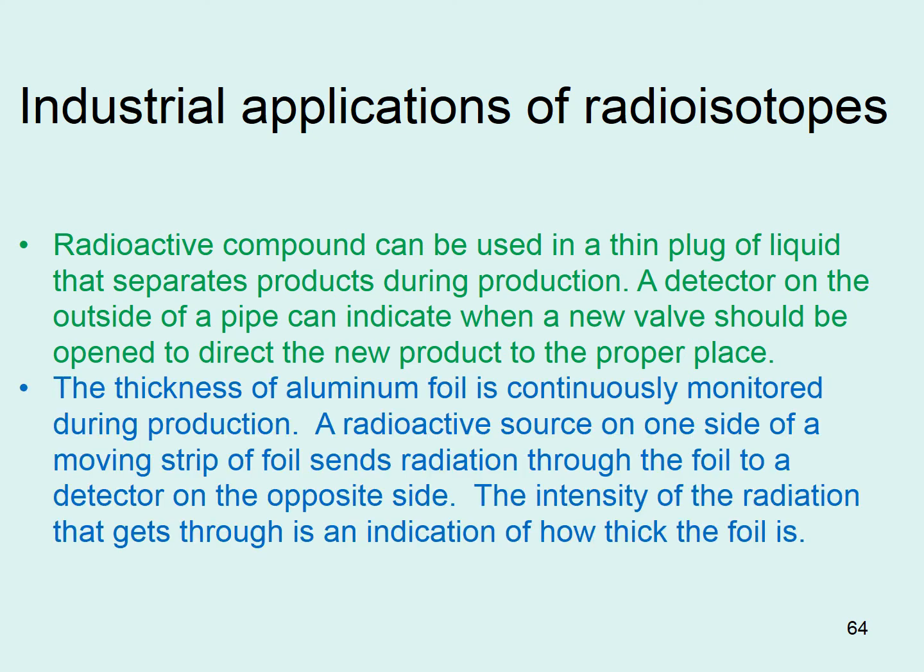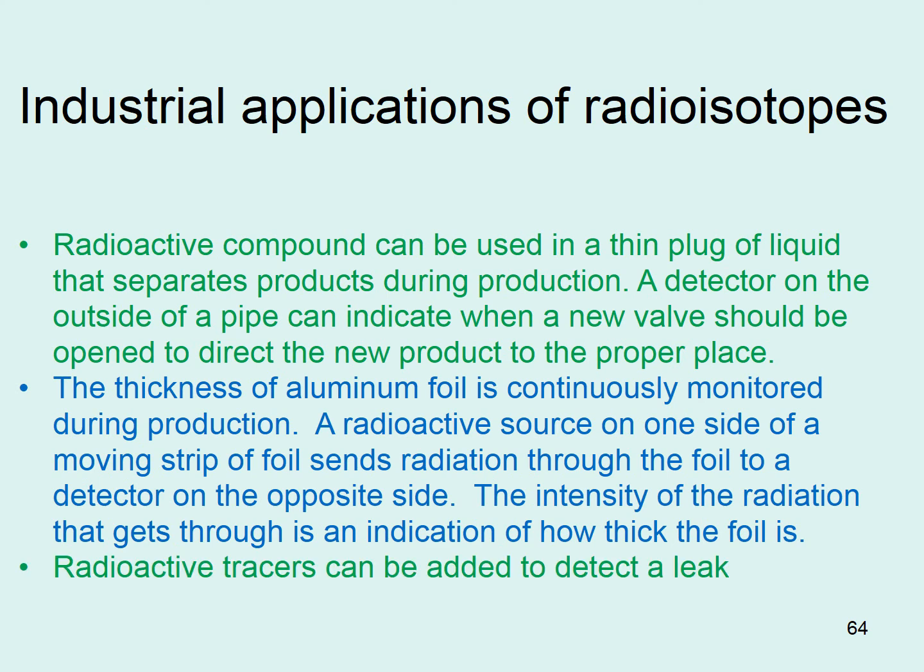A very interesting application is that the thickness of aluminum foil is monitored during production, and there's a radioactive source on one side of a moving strip of foil. It sends the radiation through the foil to a detector, and if it's thin enough, it allows that radiation to come through. But if the aluminum foil gets too thick, it'll block the radiation or lower its intensity, and so they'll know if there's something wacky with the thickness during the process.